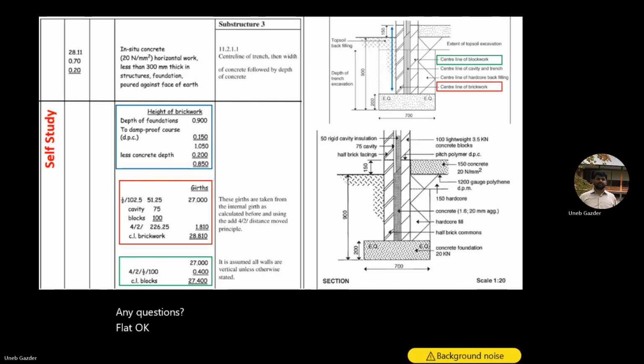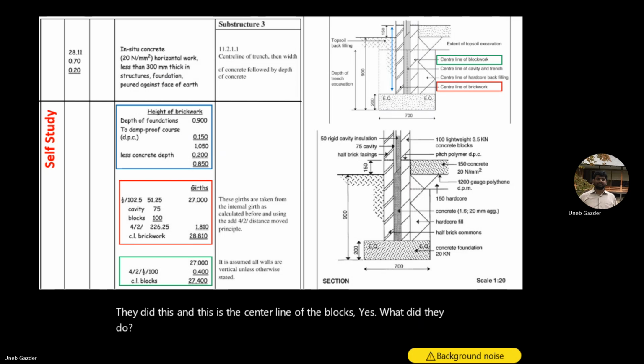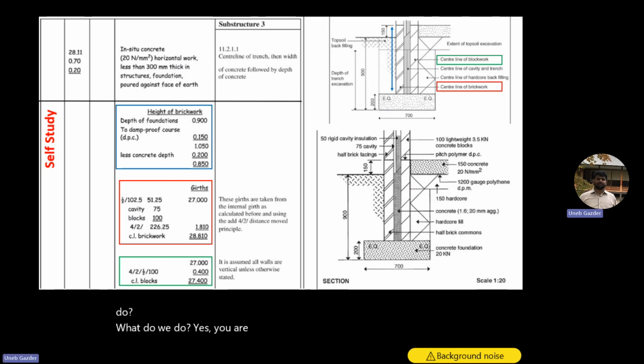Now, who will explain to me what they did with the blockworks? Very easy. Only one step, right? They did this, and this. This is the center line of the blocks. What did they do? What was this? Internal. And what is this? 4 corners, center line. 4 corners, 2 walls.